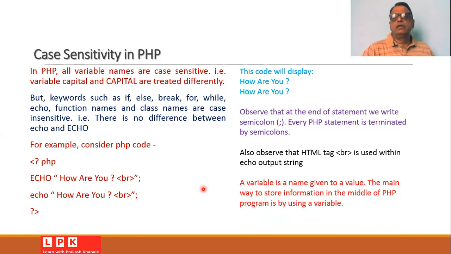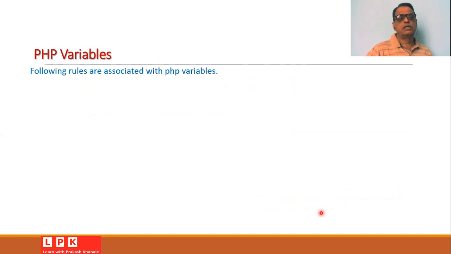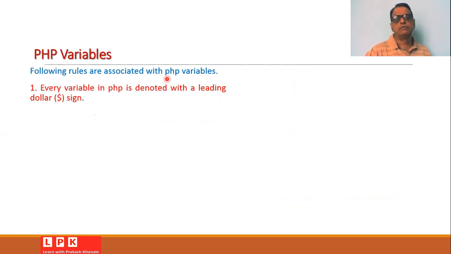Now we know that, like in other programming languages, a variable is a name given to a value. So it is a way to store information in the middle of a PHP program. Whenever you need to store some value in the middle of the PHP program, you can make use of a variable. But as far as variables are concerned, in PHP there are different rules for writing variables. So let us understand what those rules are.